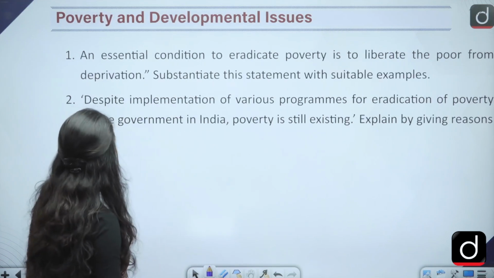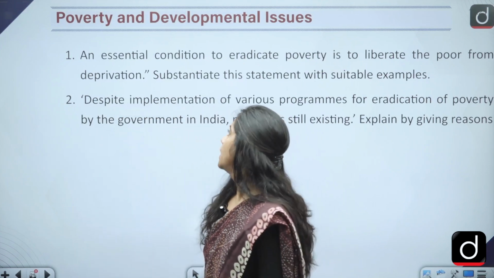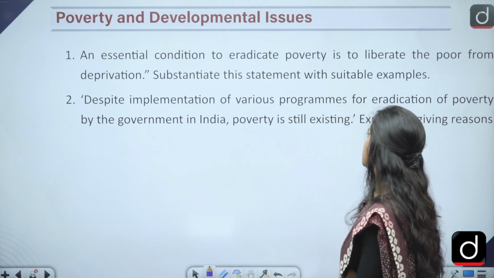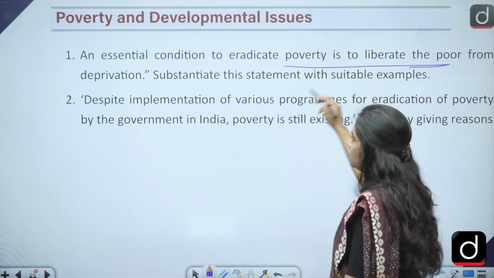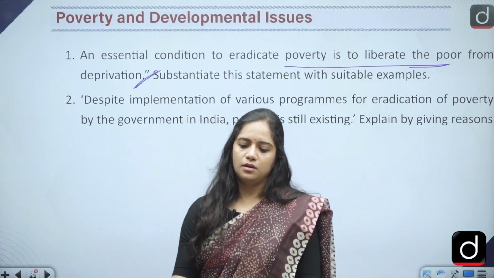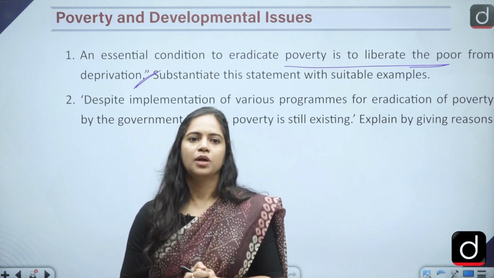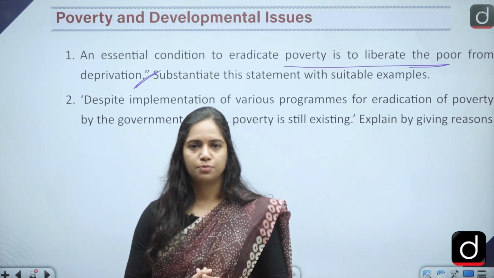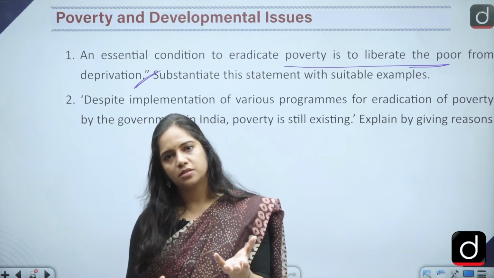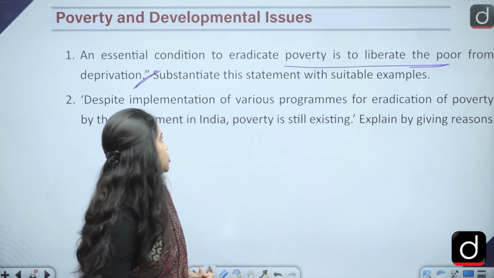Then poverty and developmental issues, as I told you, this could be part of your economy or social justice or Indian society. Here it is from Indian society, so you would see the question is like that: an essential condition to eradicate poverty is to liberate the poor from deprivation. Now what is deprivation? How do you define deprivation? What is absolute, what is relative deprivation? Why are the poor exposed to this deprivation? Why does the cycle of deprivation continue? Why do the poor remain poor? Why are they at the margins of society? All these things could be answered in this question.